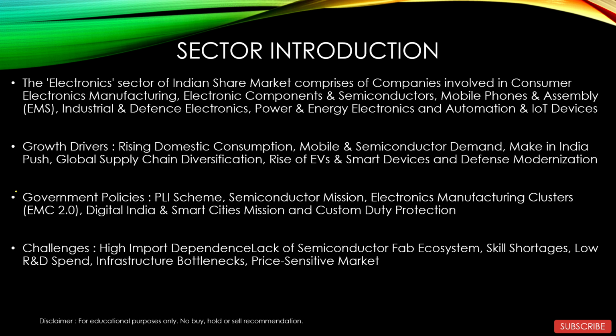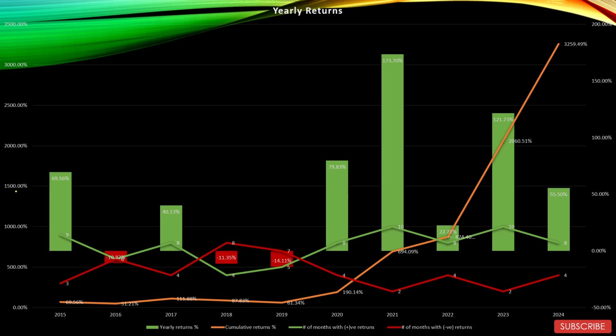So let's jump into the yearly returns graph. This is the yearly returns graph. The green bars here show the positive yearly returns. The red bars show the negative yearly returns. The orange line down at the bottom shows the cumulative returns. The green line shows the number of months with positive returns and the red line shows the number of months with negative returns.